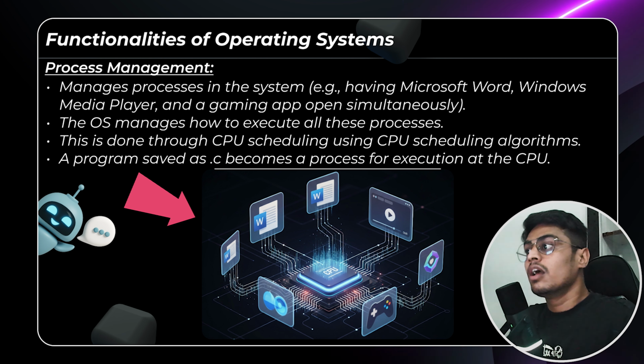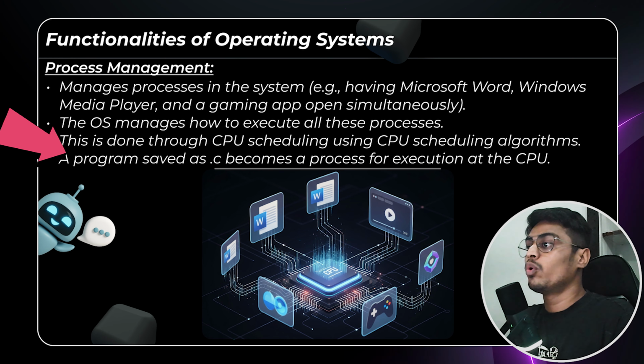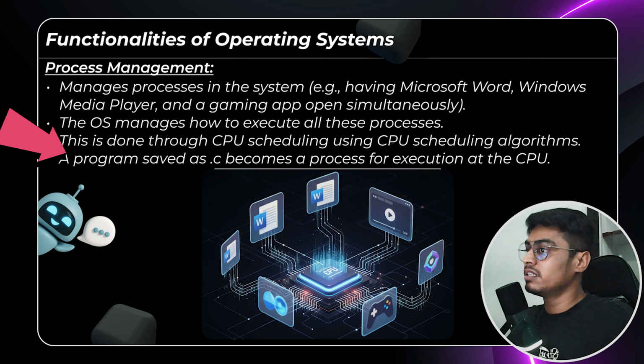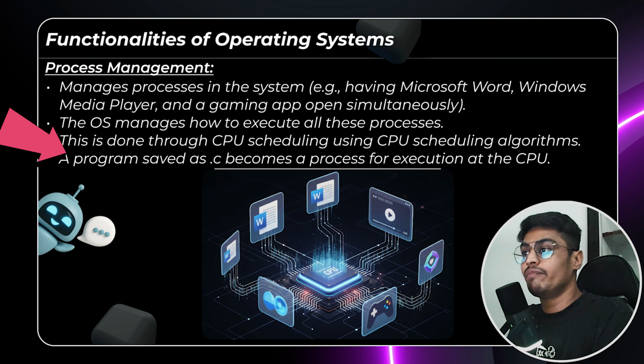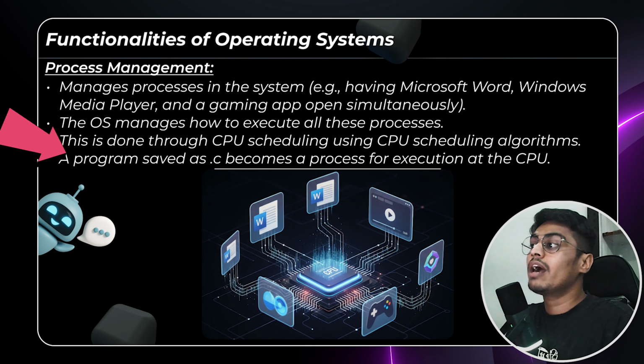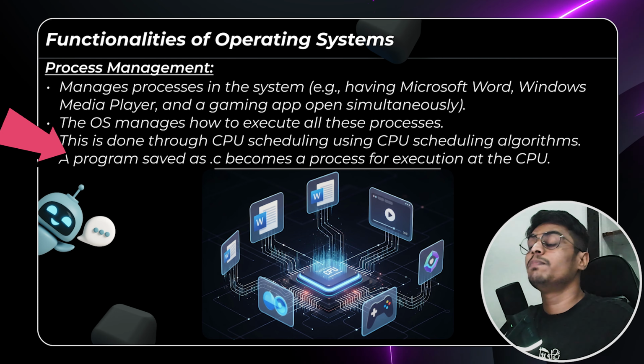How does it work? Through CPU scheduling. Here we use CPU scheduling algorithm. CPU scheduling means if I wrote a simple program and saved it in a .c file, and now I want to execute that program, then that program becomes a process. Now if we want to execute the process, where will we do it? At the CPU. How to execute that process at CPU? That is done by CPU scheduling.